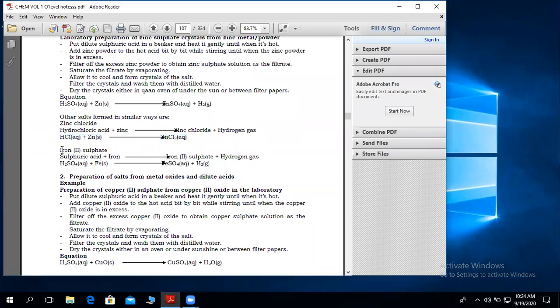Then we also have this one. Iron 2 sulfate can be prepared in the same method. Not only iron 2 sulfate.